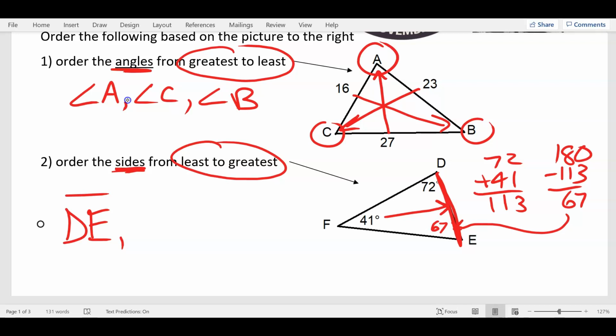Comma. Now, the middle angle is which one? 67, right? So again, across is going to be my middle side. This is FD, DF, doesn't matter, okay? Comma. Last one, my biggest angle, 72. Across from 72, FE.